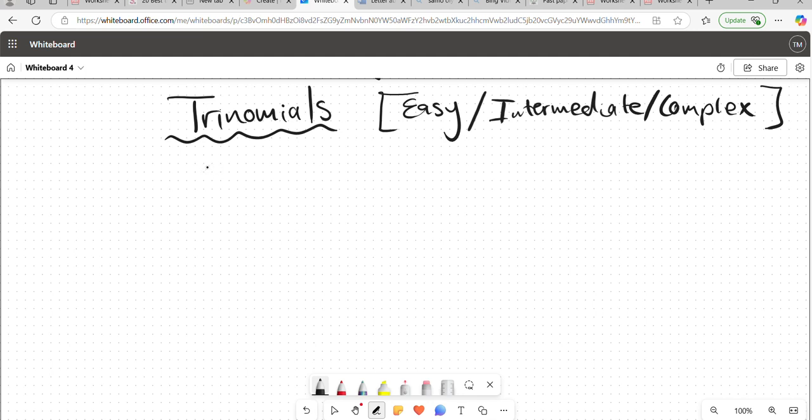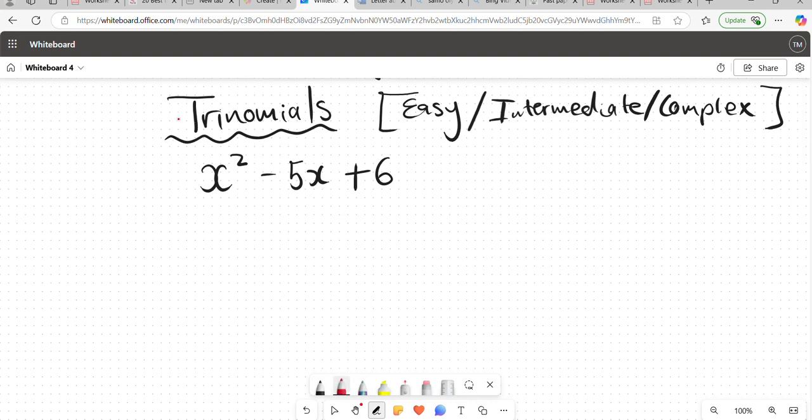So let's take an easy trinomial like an x to the power of 2 minus a 5x plus a 6. Yeah, let's take something like this. So this is a trinomial. And why do we call them trinomials? We call them trinomials because the word trinomial means this is an expression that has 3 terms. That's what trinomial means. It's just an expression that has 3 terms.